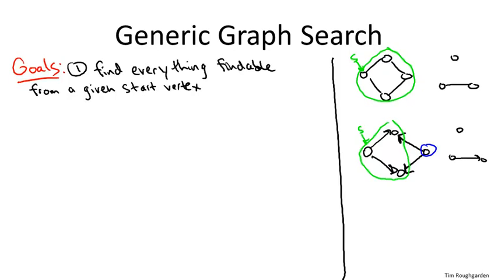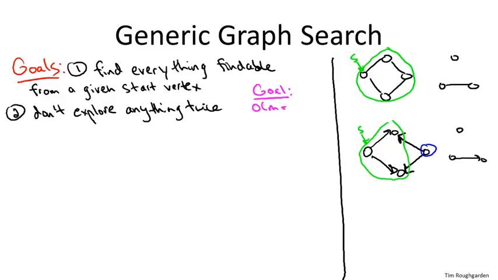So we want to find everything findable, i.e. that we can get to along paths, but we want to do it efficiently. And efficiently means we don't explore anything twice, right? So the graph has m arcs, m edges, and n nodes or n vertices, and really we want to just look at each piece of the graph only once or a small constant number of times. So we're looking for running time which is linear in the size of the graph, that is big O of m plus n.